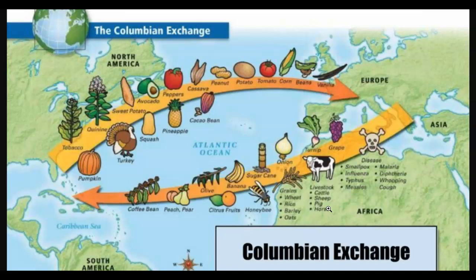Because the natives, having never encountered smallpox in particular, and influenza and measles, had no natural immunity. Nobody in the tribe had anything in their DNA to protect them. And so it just ran rampant and killed them in massive, massive numbers. But this is the Columbian Exchange.